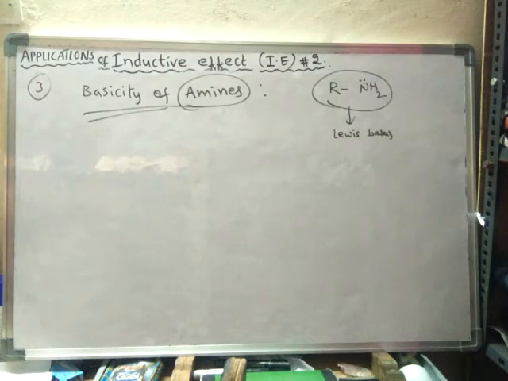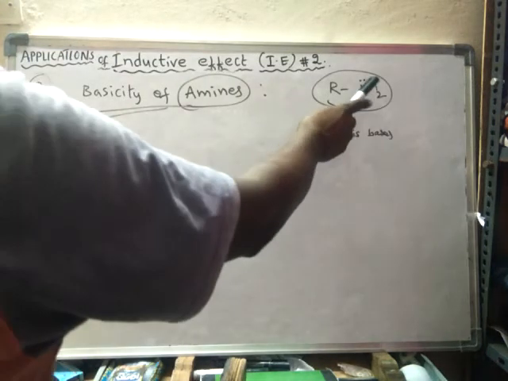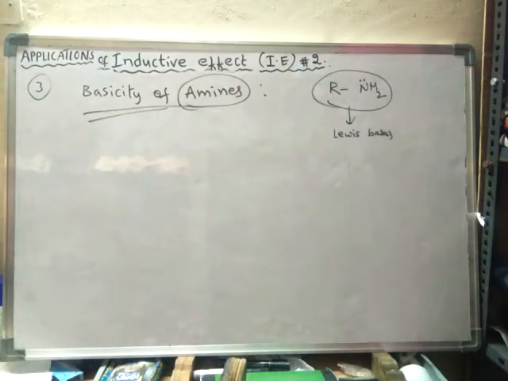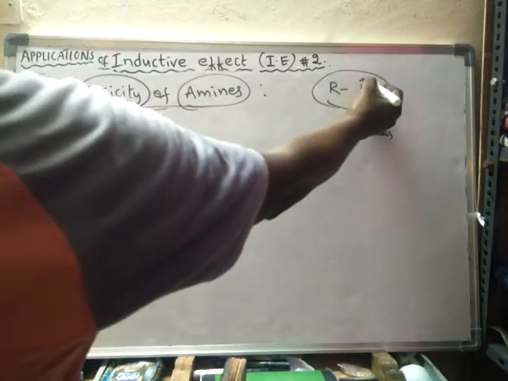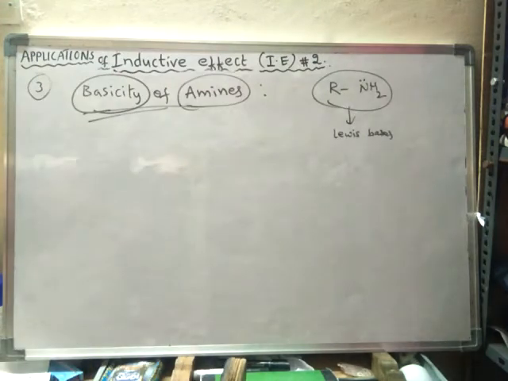Generally all amines are organic bases. They are Lewis bases. They are electron pair donors because of the presence of electron pairs. See, what is basicity? Basicity means how easily the electron pair can be donated by that substance. If a substance donates an electron pair easily, then it is a strong base. If a substance cannot donate the electron pair easily, then it is said to be a weak base.